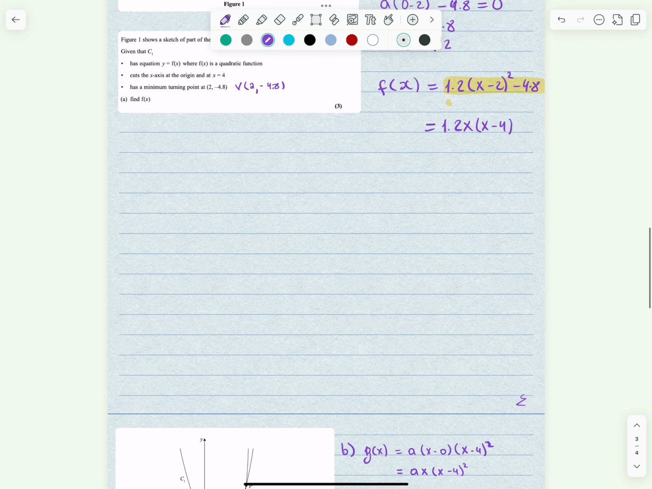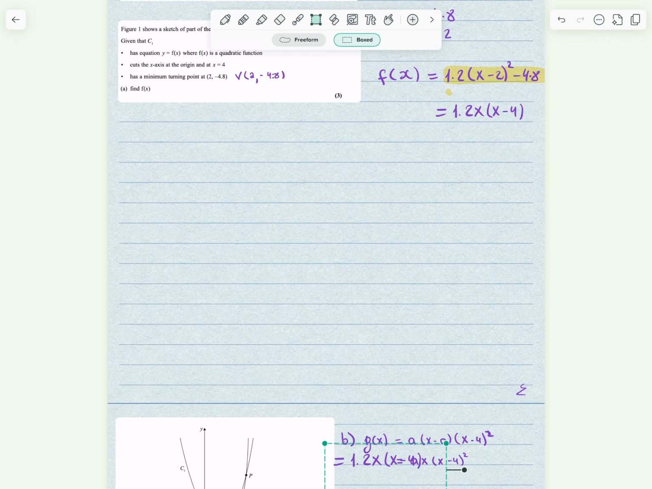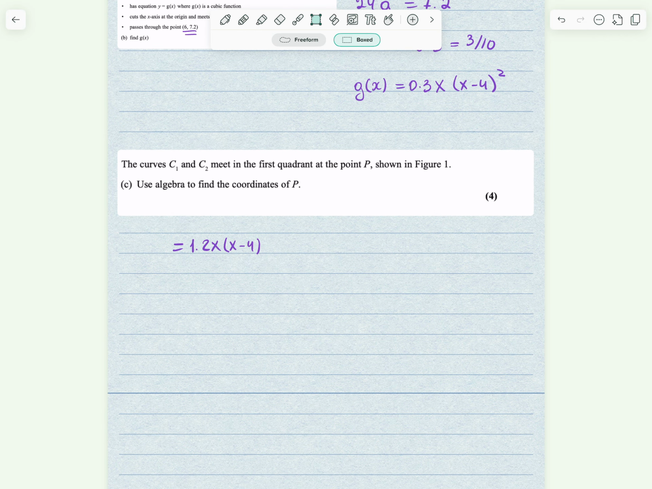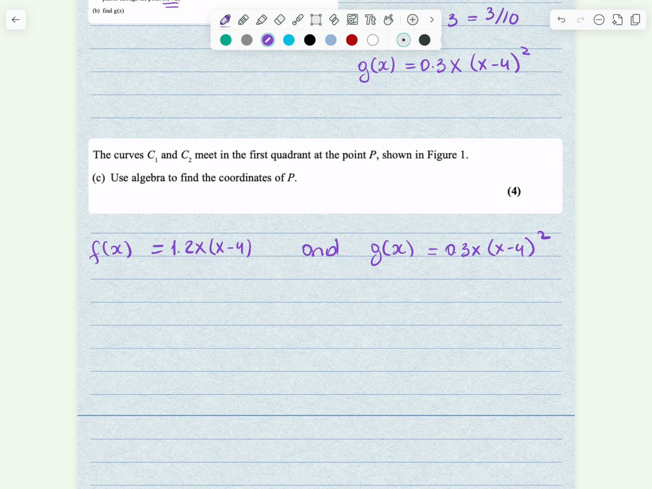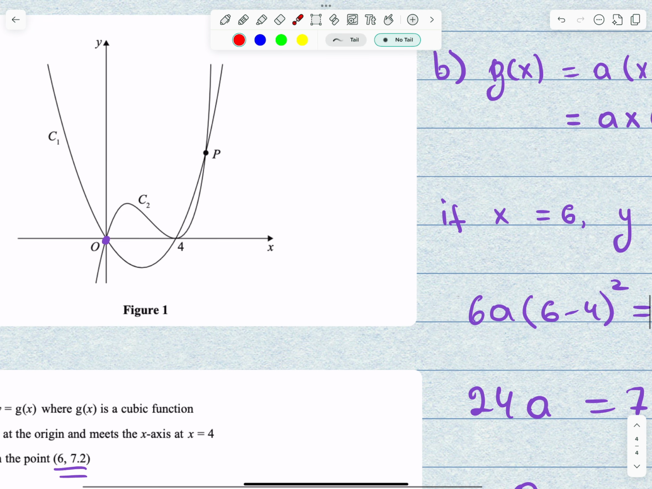Alright, so I'm going to be taking this one right now. Let me duplicate that. This is f of x, and g of x is given as 0.3x times x minus 4 squared. This question is 4 marks. They say the curves C1 and C2 meet in the first quadrant at the point P, and we need to find the coordinates of P. We basically see that they meet three times, one at 0, 0, another at 4, and the one on the top. So we're looking for this one.